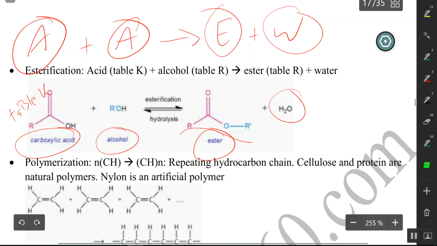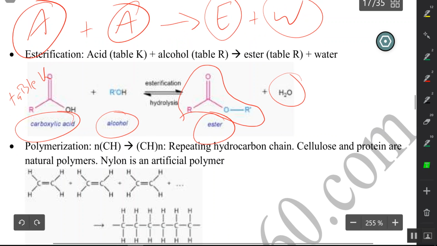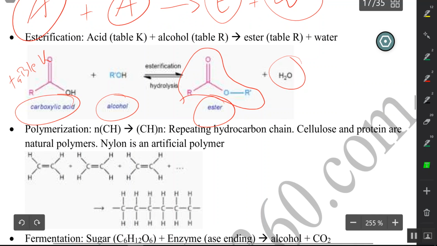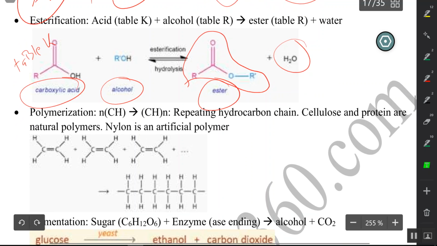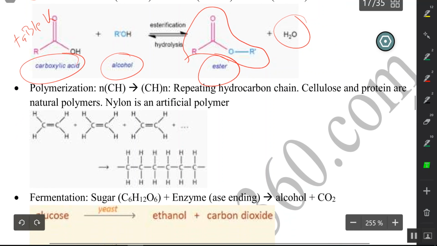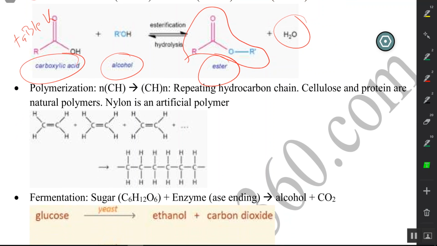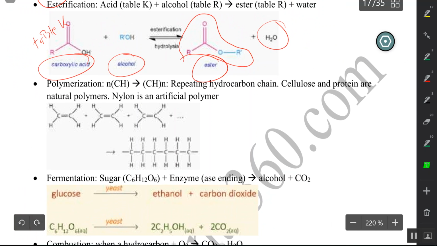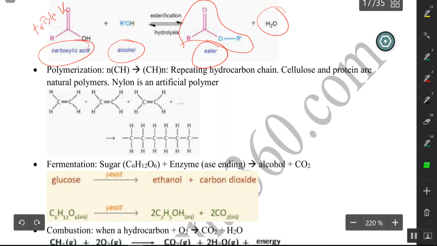You know the functional group of an ester. You can look at Table R to know how to name and write and draw the structural formulas of organic compounds. The previous video talked a lot about that. Next, you have a polymerization reaction, and that's when you start with individual hydrocarbon chains, and you just add them together to make one long hydrocarbon chain.